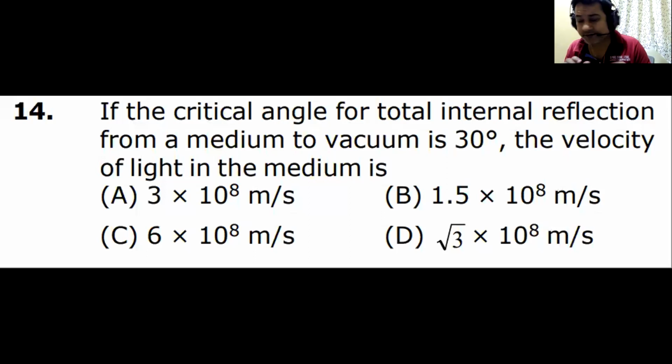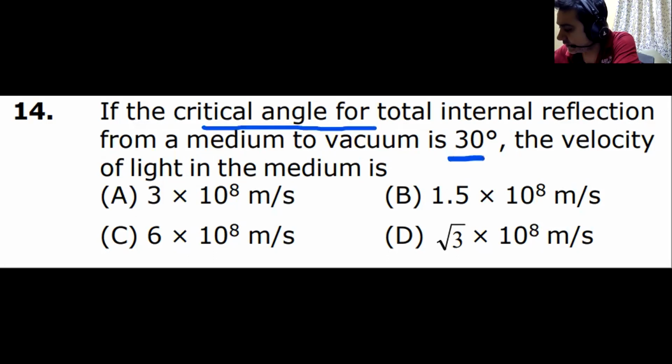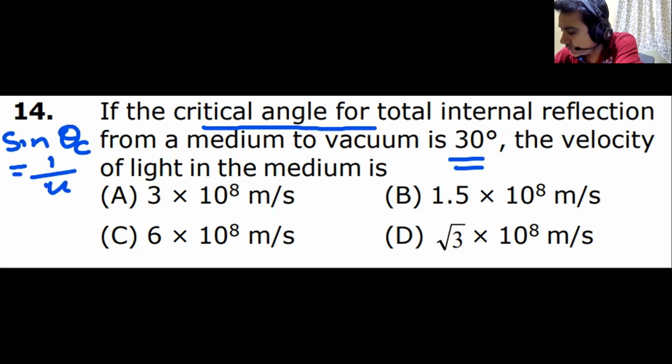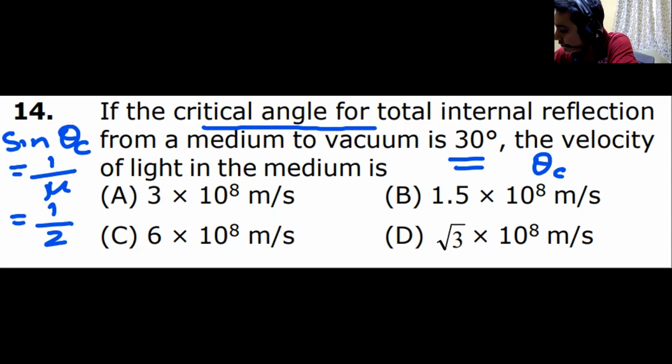So how to solve this? Any idea, anyone? The critical angle is given as 30 degrees. Yes or no? Yes, sir. So from there, I can find the refractive index. Sine of theta critical is 1 by mu, which is now equal to 1 by 2. From here, I can find out.